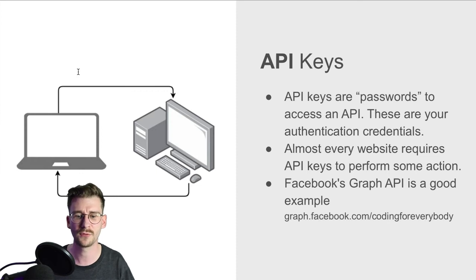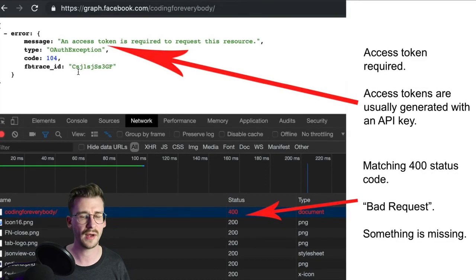So if you were to go to graph.facebook.com/codingforeverybody, you will see something like this, where it says an access token is required to request this resource. Now, we haven't talked about access tokens, but an access token is generally created with an API key. So it's like an API key for an API key.